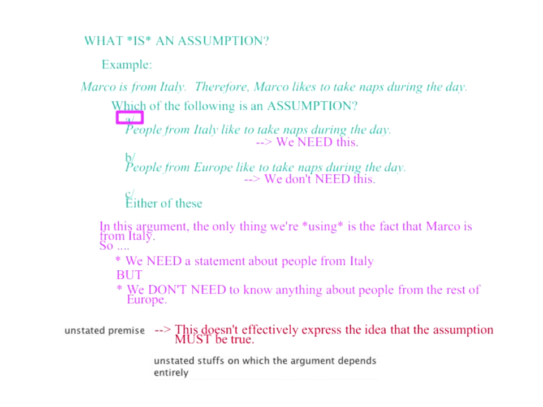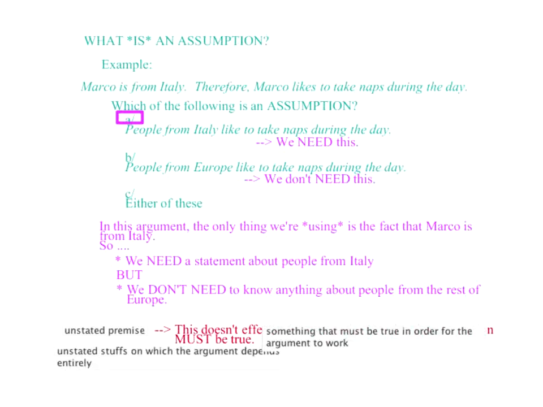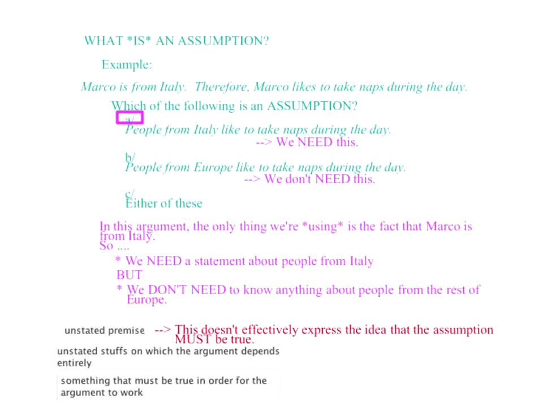What's better is these kinds of things that other users wrote. These are more accurate, because these capture the essence of exactly what it is that we are after here: something on which the argument depends entirely, or something that must be true.